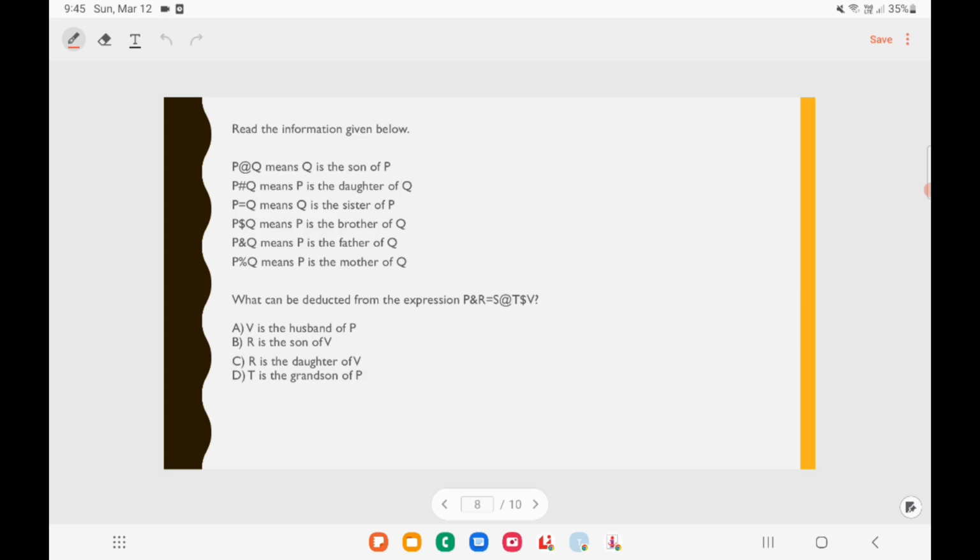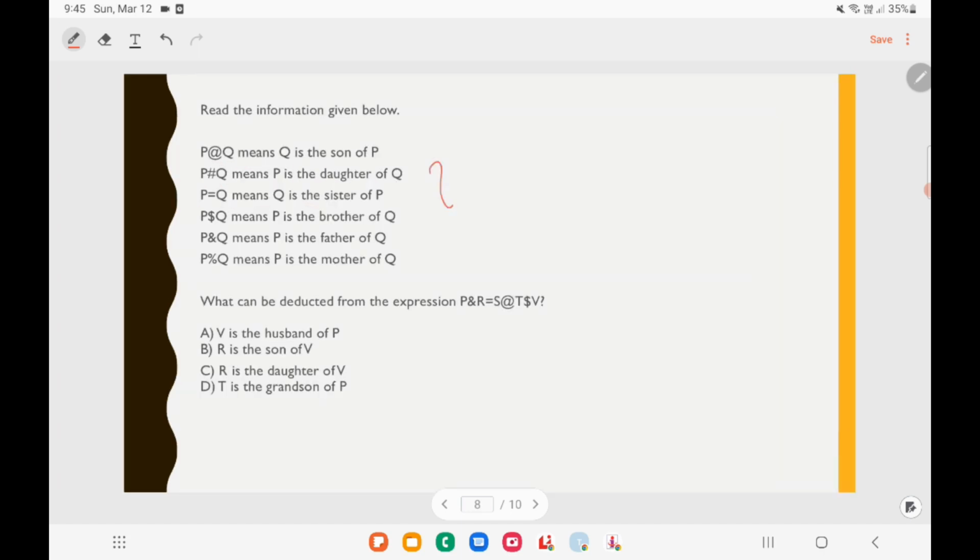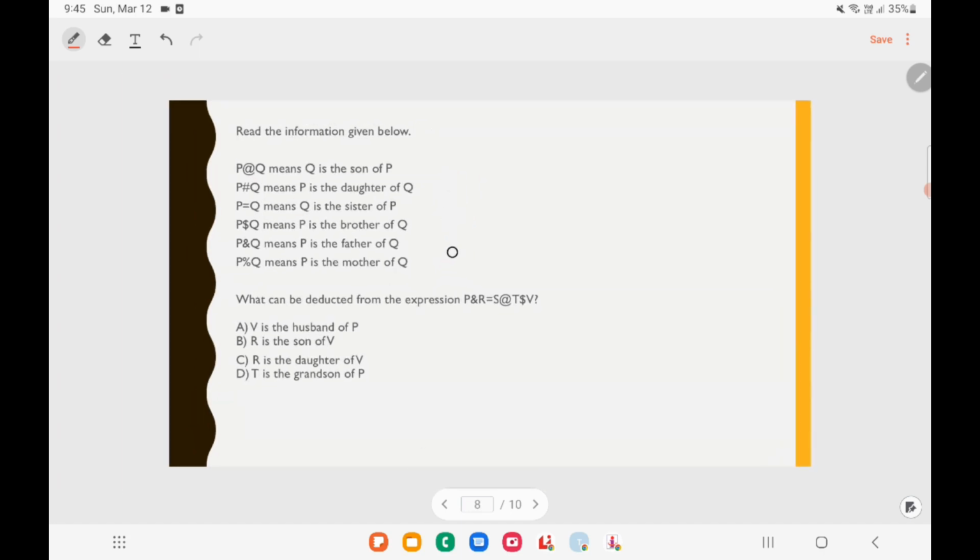So here it is given that P at the rate Q means Q is the son of P, P hash Q means P is the daughter of Q. So many things are given. Don't read all these things first, because if you read all these things first, it's going to take your time. So just read the question first. What can be deducted from the expression P and R equal to S at the rate T $V? This is the question.